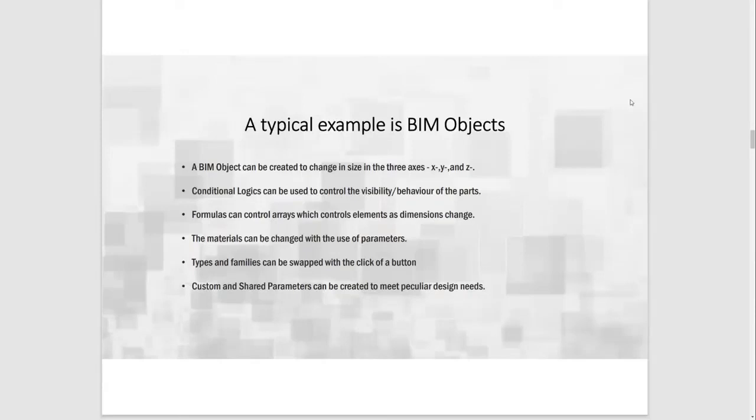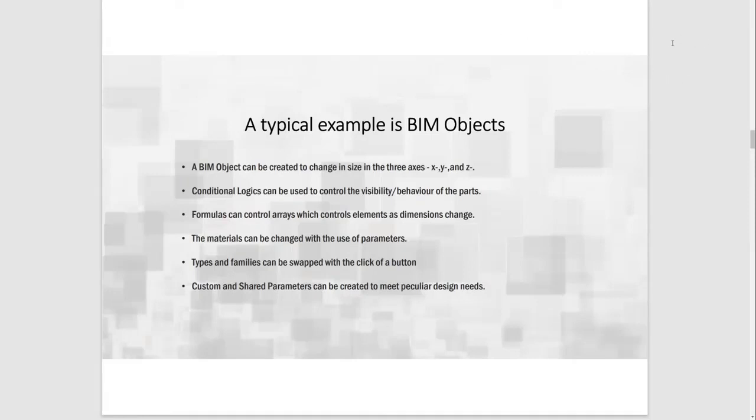A typical example that we all know is BIM objects. When you look at a BIM object today, let's say, for example, a Revit family. A lot of us today use Revit for our designs. When you look at a Revit family, you see that you can use parameters to change the size of these objects in various axes, X, Y, and Z axis. You can use conditional logics to control the visibility and the behavior of the various parts of these objects.